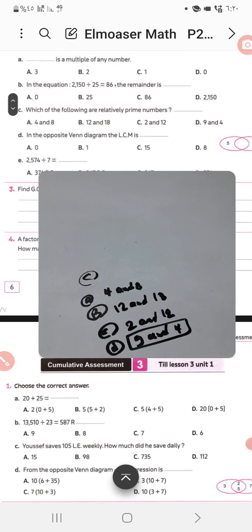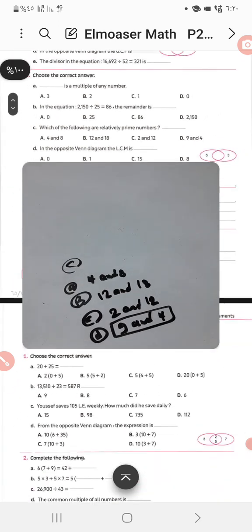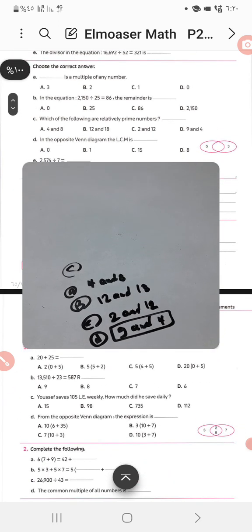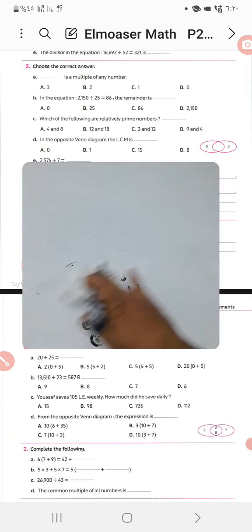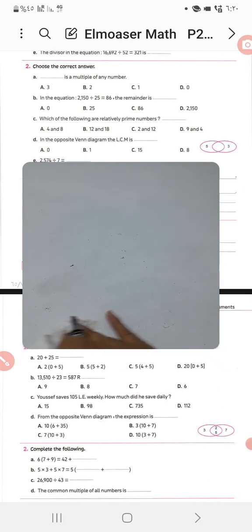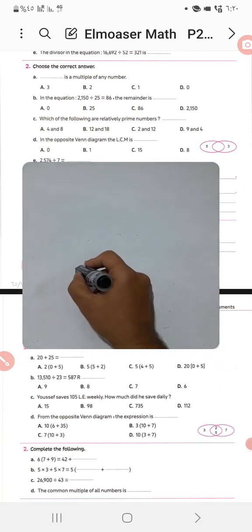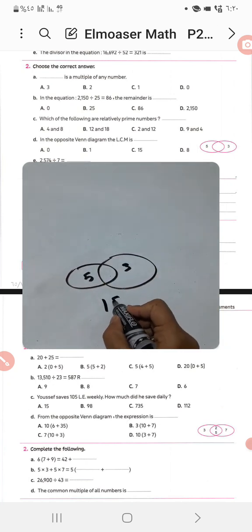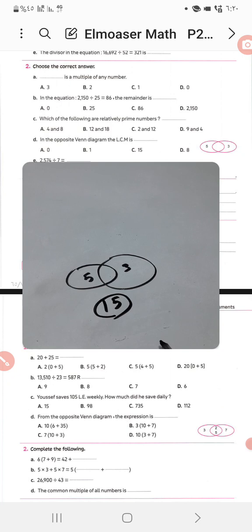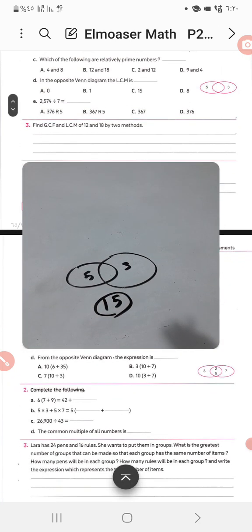Question letter D. Look at here, in the opposite Venn diagram, you want to find the least common multiple of 5 and 3. We know 5 and 3 are prime numbers. 5 can't be divided by 3. Then the least common multiple of 5 and 3 will be 3 times 5 equals 15. 15 is the least common multiple of 5 and 3.